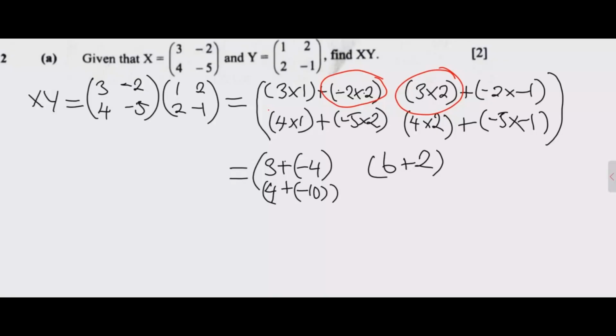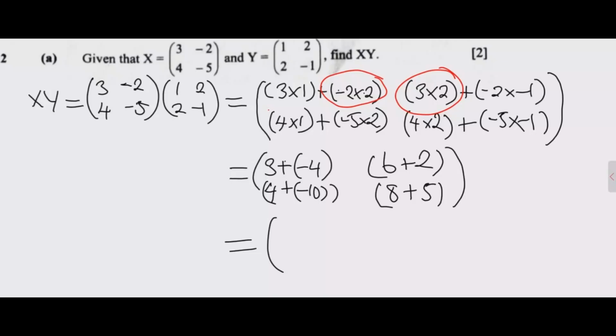Then we come here, we say 4 times 2 will give us 8, then plus -5 times -1 will give us +5. Then we close bracket like that. Then we say equal to, then we open bracket, we find the final matrix.